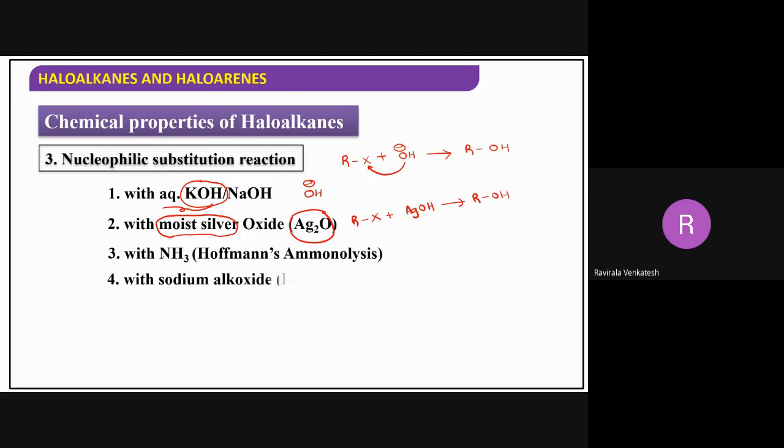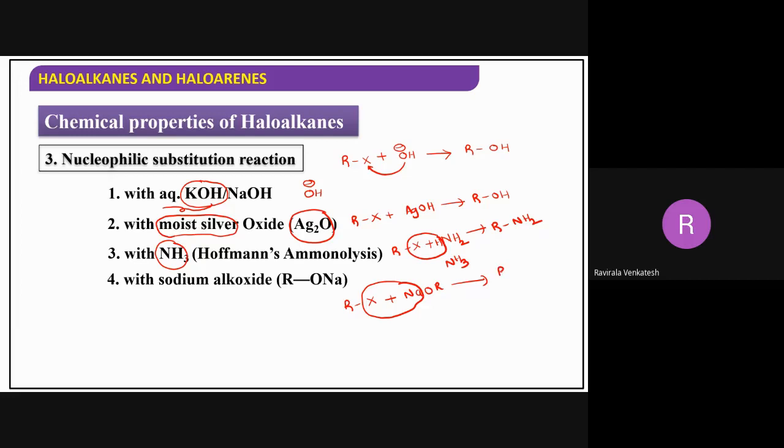Now if I treat RX with ammonia, I'm writing ammonia like this, NH2H, this is ammonia only, NH3 only. HX is removed. Now we are getting amines, RNH2 is formed. This is also a nucleophilic substitution reaction. And this is the Williamson synthesis reaction, in which also we are going to get a nucleophilic substitution reaction. Like this, NaX is removed.